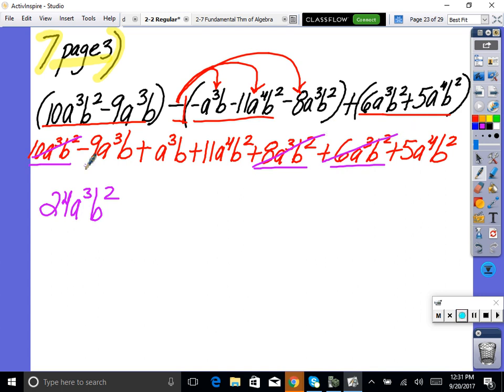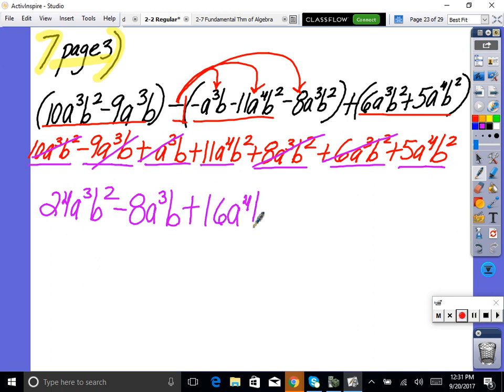Now moving on, so negative 9a cubed b. Any other a cubed b? That one. How many a cubed b? Negative 8 a cubed b. Does everybody agree why? And then 11a to the fourth b squared plus 5a to the fourth b squared is how many a to the fourth b squared? 16a to the fourth b squared. And now we can't combine anything else.